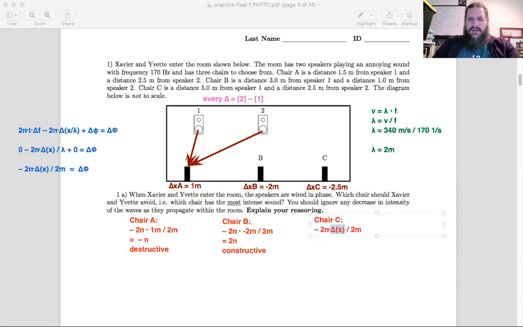Chair C, we fill in negative 2.5. And what does that reduce to? Yeah, negative 2.5 pi. Or I guess that is positive. Again, the positive or negative doesn't really matter. In this case, 2.5 pi is, would that be, yeah, that's going to be partial interference because it's neither a whole number of cycles nor something and a half cycles. It's somewhere in between. So it looks like A is going to be dead silence, C is going to be slightly loud but not very loud, and B is going to be the loudest.